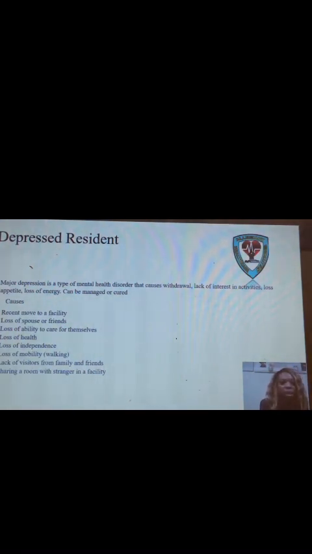When taking care of the depressed resident, major depression is a type of mental health disorder that causes withdrawal, lack of interest in activities, loss of appetite, loss of energy. It can be managed, it can be cured, it can be caused by a recent move into the facility, loss of a spouse or friend, loss of ability to care for themselves, loss of health, loss of independence, loss of mobility, which is the ability to walk or move around, a lack of visitors and family friends, sharing a room with a stranger. All of these things can cause the resident to be depressed.